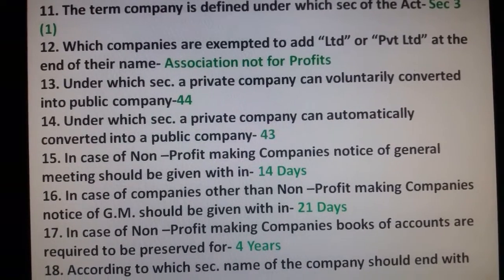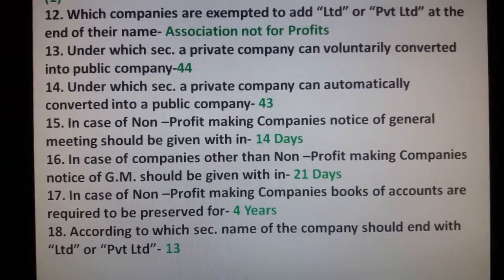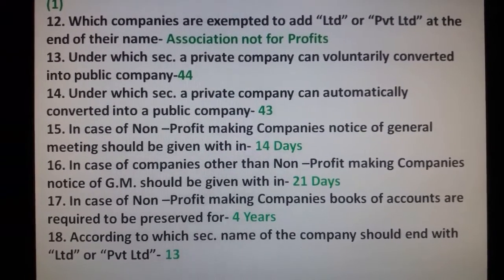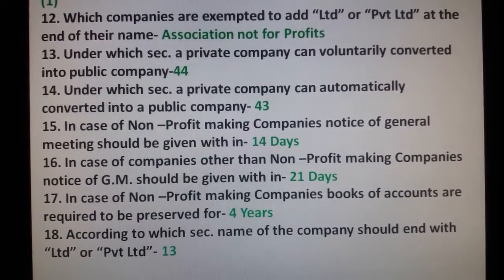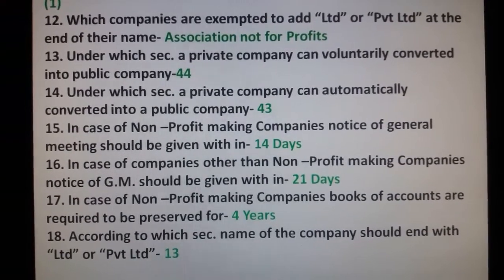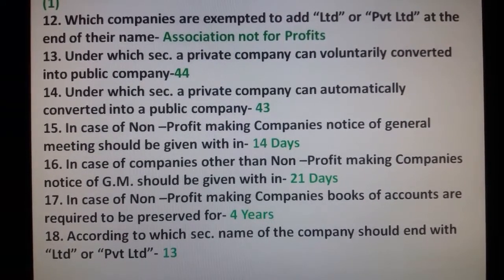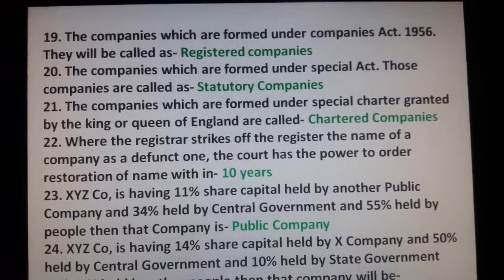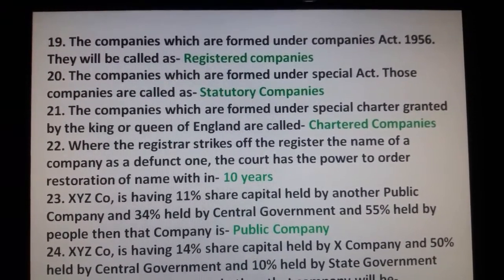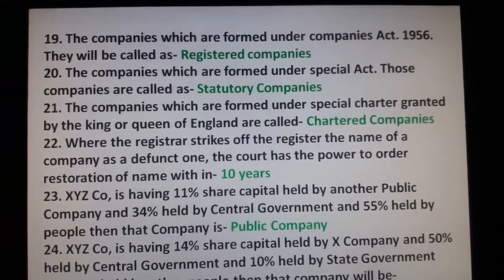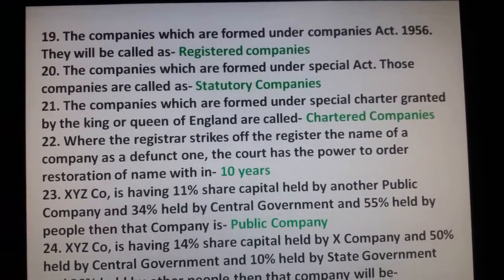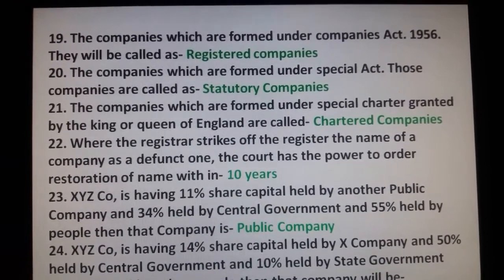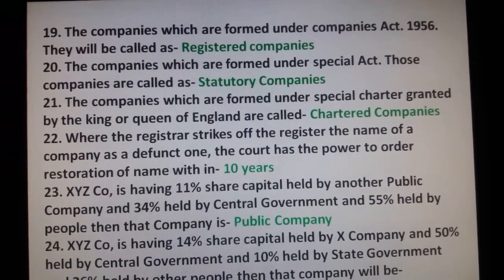Question number 17. In case of non-profit making companies, books of accounts are required to be presented for 4 years. According to which section should the name of the company end with limited or private limited? 13. Question number 19. The companies which are formed under Company Act 1956 will be called registered companies. Question number 20. The companies which are formed under Special Act are called statutory companies.